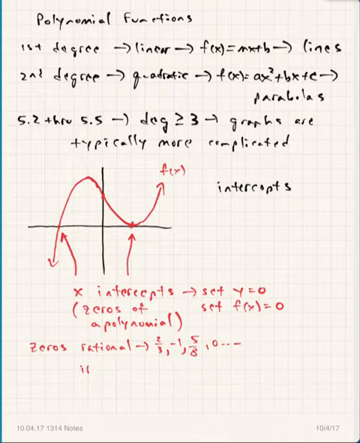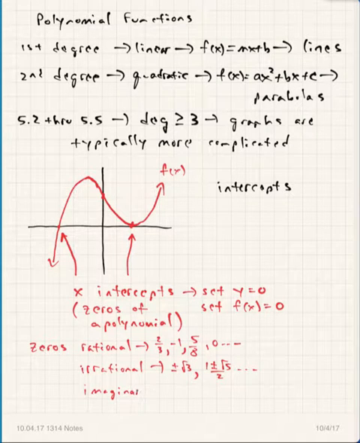They can be irrational numbers. Those are the ones with square roots in them typically. So like plus or minus the square root of 3, or 1 plus or minus the square root of 5/2, things like that. And then you have the imaginary zeros. And those are the ones with i's in them, like 2 plus or minus 3i, or plus or minus 9i, things like that.